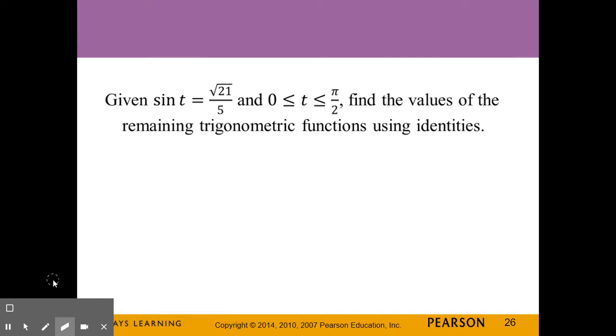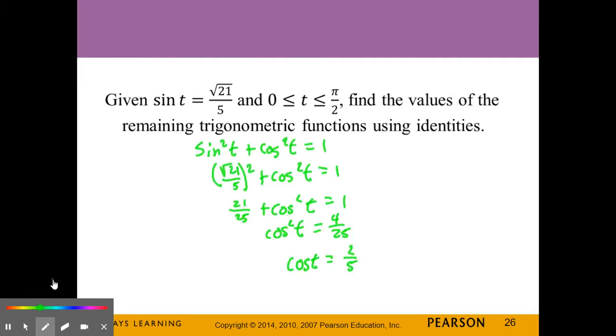Same exact question, so why don't you pause, give it a try, and then I'll have it worked out and we can compare answers. So using the same identity, I substituted root 21 over 5 in for sine. I squared it and I got 21 over 25. I subtracted that 21/25 from both sides. I got 4/25. I then took a square root of both sides and I got 2/5. So cosine of t is equal to 2/5.